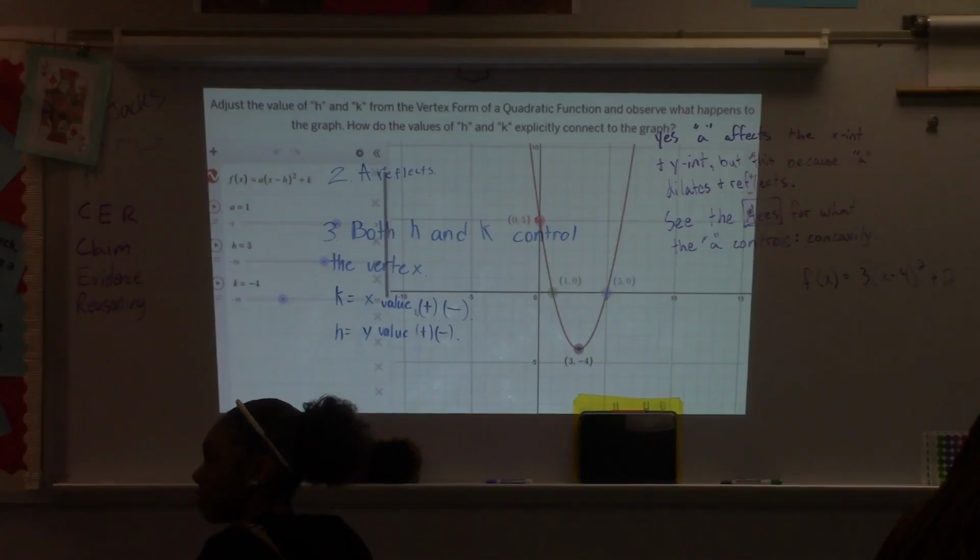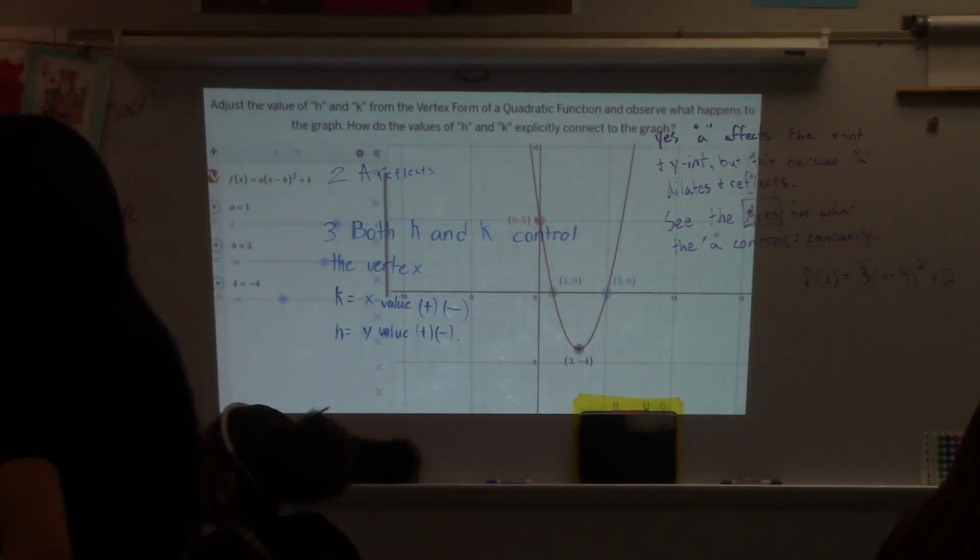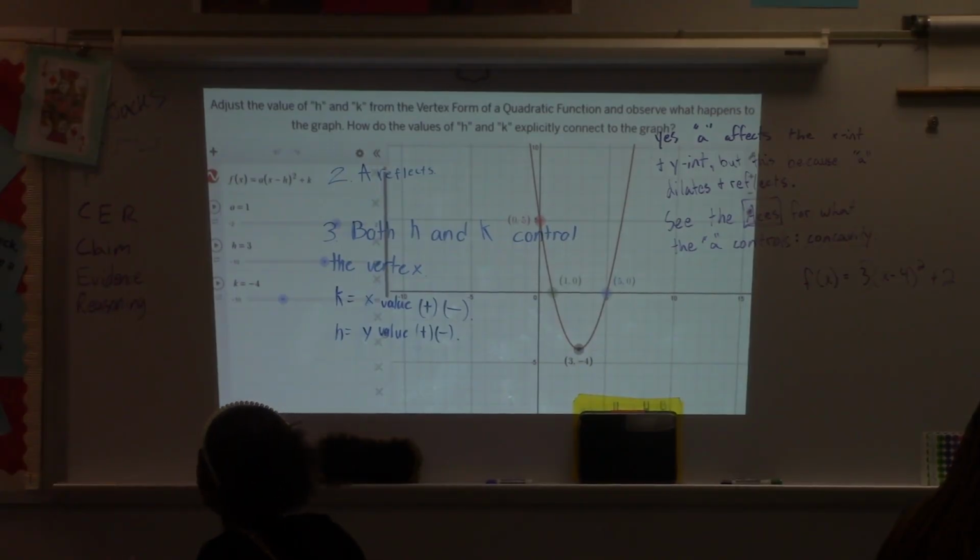So is this statement, K is the X value and H is the Y value, correct? No, that's not right. H is the X, and K is the Y, Mr. Kenny. Thank you. Hey guys, I need y'all to look at this. It's okay to make mistakes, we have to learn from it, so pay attention to it though.